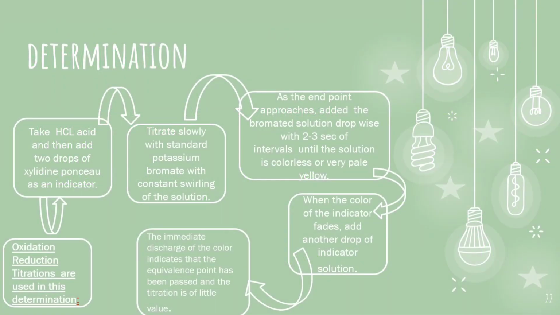For this determination, oxidation-reduction titrations are used. First we have to take the hydrochloric acid, and then we add 2 drops of the indicator, xylidine Ponceau, to it. Then we titrate the solution with standard potassium bromate with continuous stirring, and as the endpoint approaches, we add the bromate solution dropwise with 2 to 3 seconds of intervals until the solution is colorless or pale yellow.